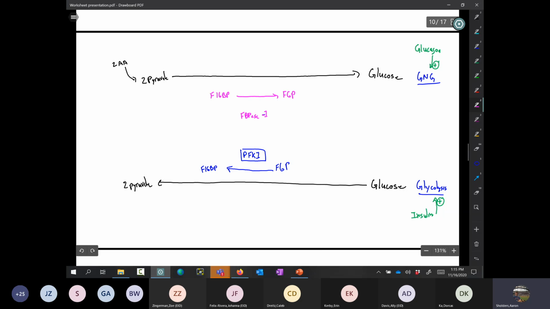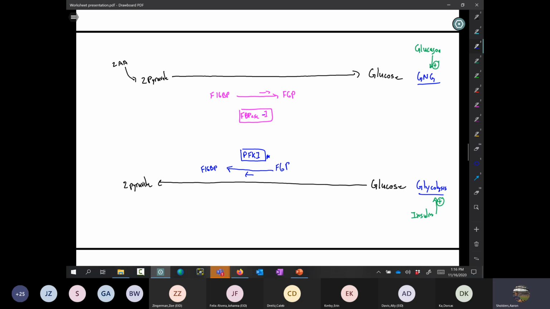Okay, where this would occur in terms of the pathway, PFK1 would be the third step. FBPase1 would be, I think, the 8th step in the gluconeogenesis pathway, okay? But the arrows, the way they're going, either this direction or this direction, kind of tell you what pathway that particular enzyme is involved in.